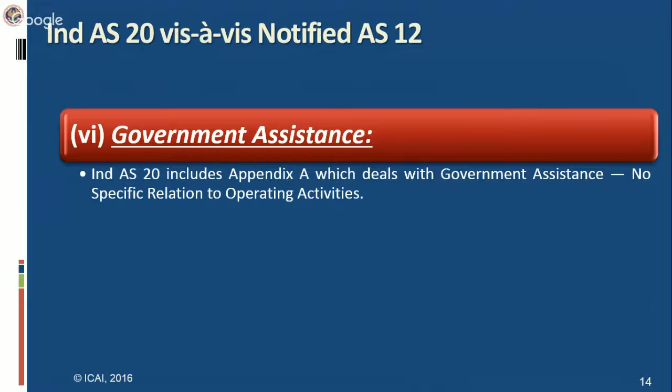No specific relation to operating activities. For any government assistance which is not specifically related to operating activity, what will be the treatment? The accounting principle for such government assistance is mentioned in Appendix A. However, AS 12 does not talk about government assistance, so no such guidance is given in AS 12.